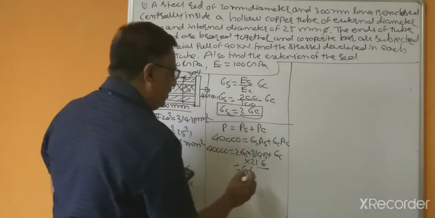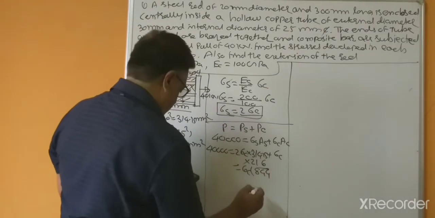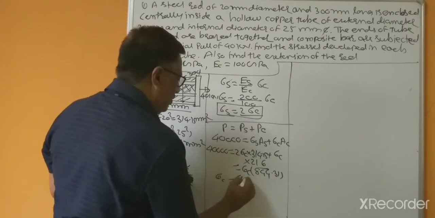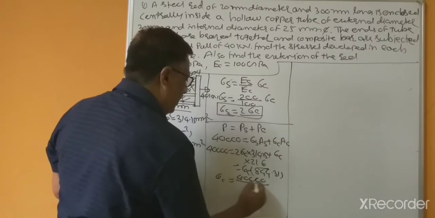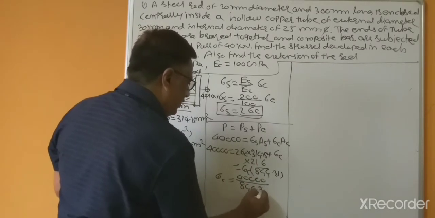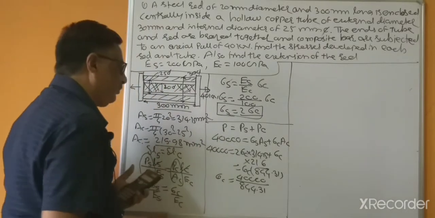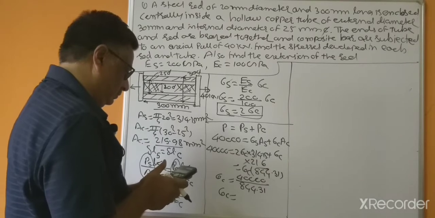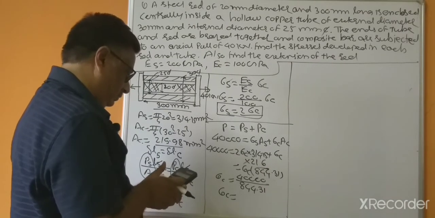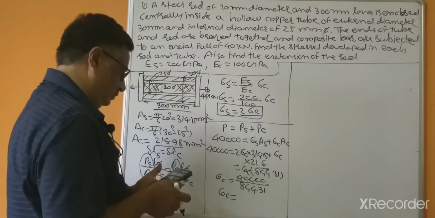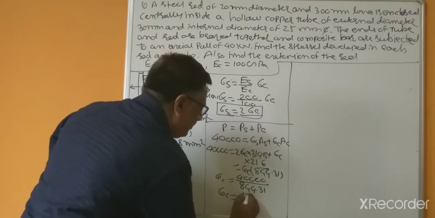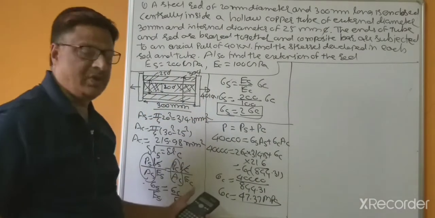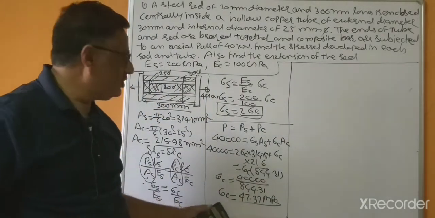So this is 844.31. Now sigma C equal to 40,000 divided by 844.31. So sigma C equal to 47.37 megapascal. So this is the stress induced in the copper tube.